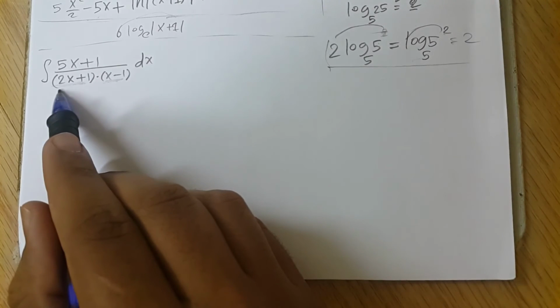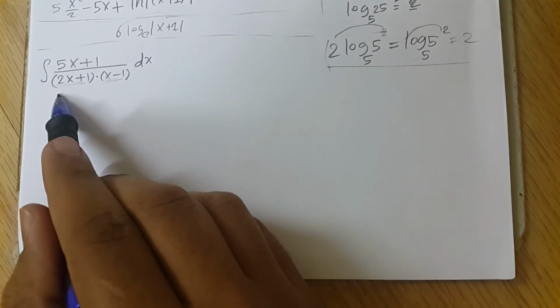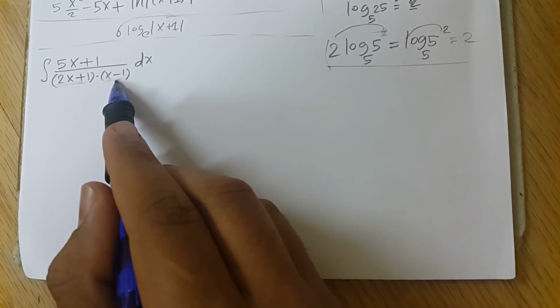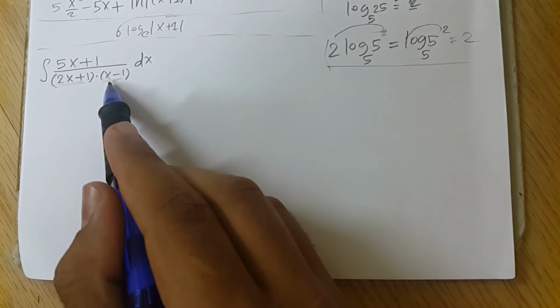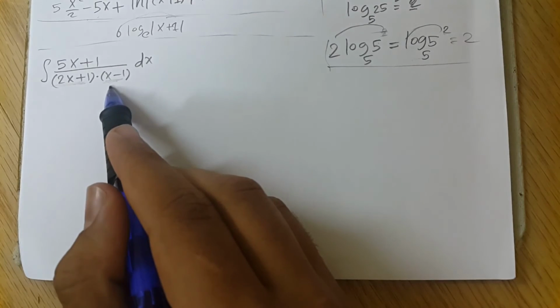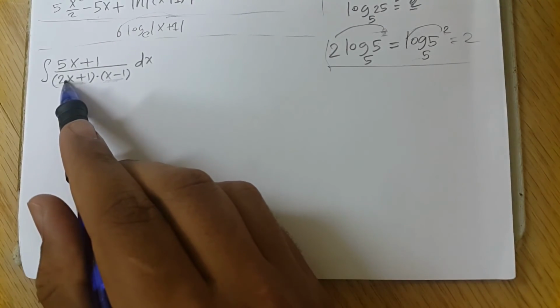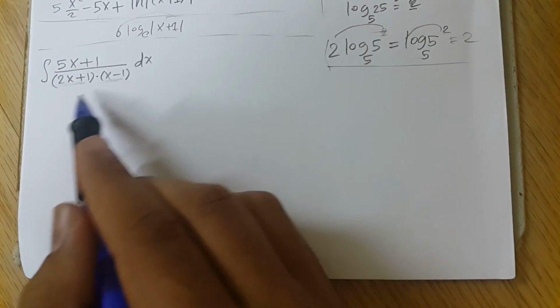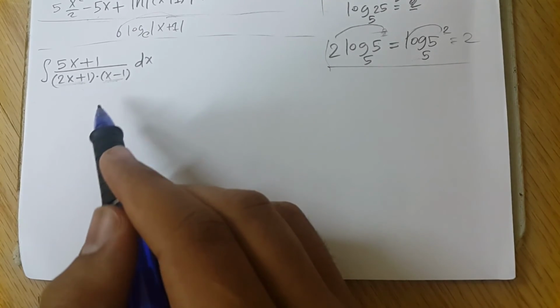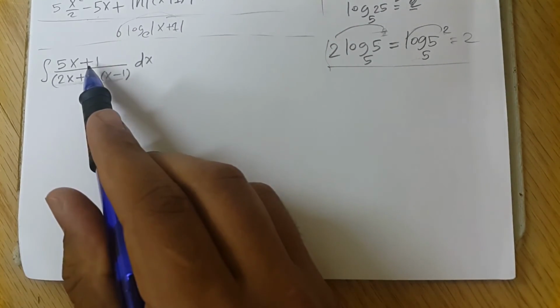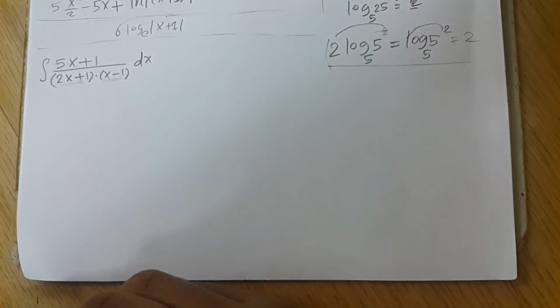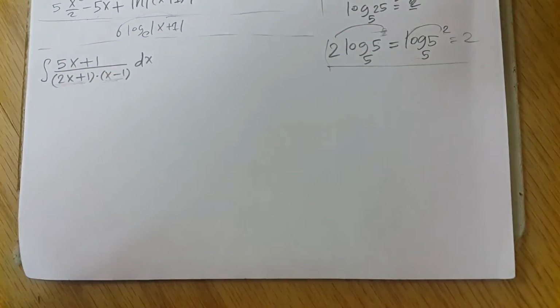So what's the term with the greatest degree here? Is it 1 or 2x? I hope you said 2x. And what's the term with the greatest degree here? I hope you said x. So you multiply 2x with x, you will get 2x squared. So you know that the degree of the denominator is 2. The degree of the numerator is 1. Which one is greater? The degree of the denominator is greater.